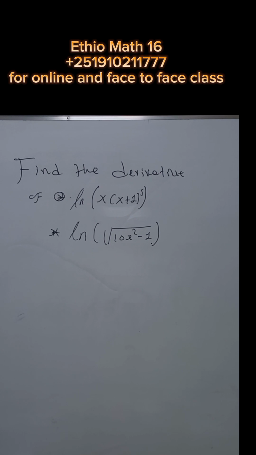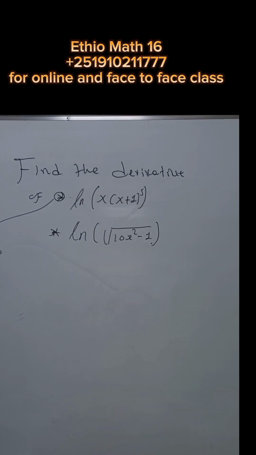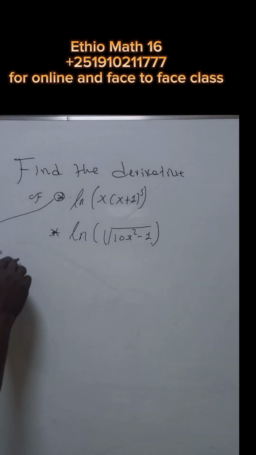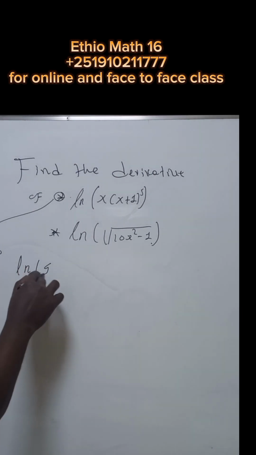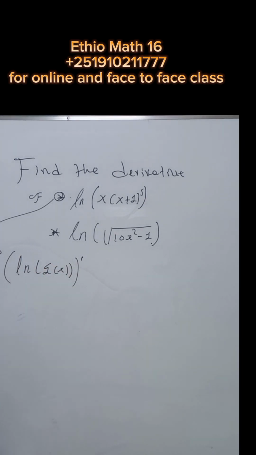Now let's see how we determine the derivative of these functions generally. Let me explain how to find the derivative of the first function, ln of x times (x plus 1) raised to 5. First, we need to look at how to differentiate ln of any function g of x in general.